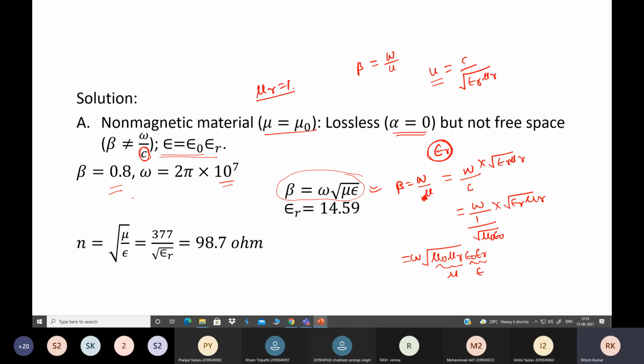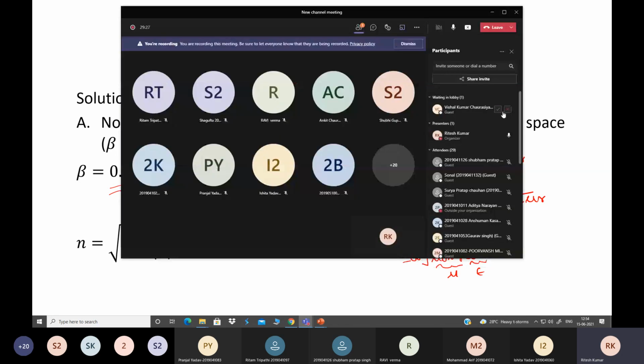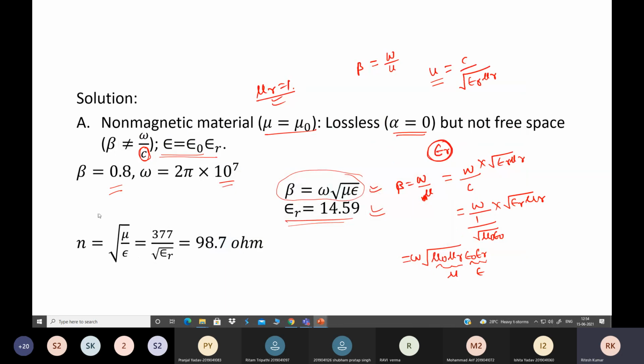From there, beta is known to us, omega is also known to us, and for c, mu naught and epsilon naught we can use the constant values. Mu r is 1 in our case, so from here we can calculate the value of epsilon r. Any of the equations can be used to find epsilon r, that is 14.59. You cross verify whether we are getting the same value or not.